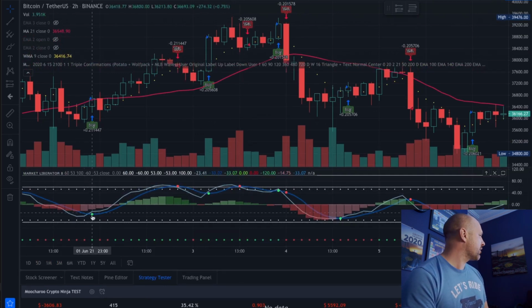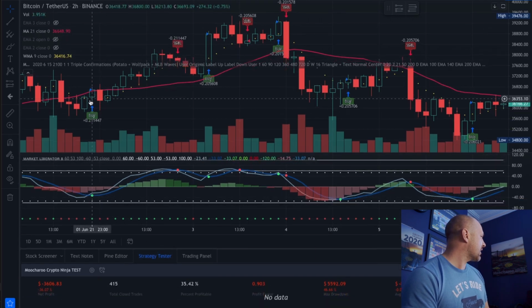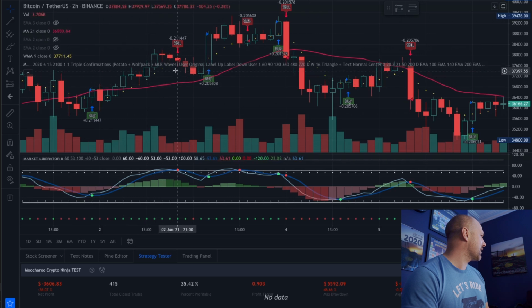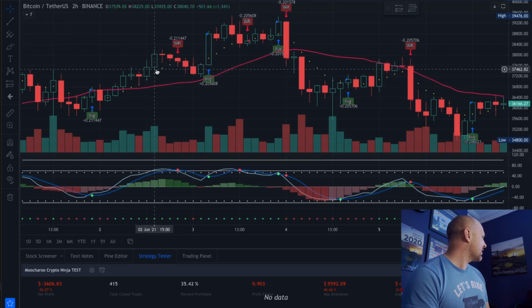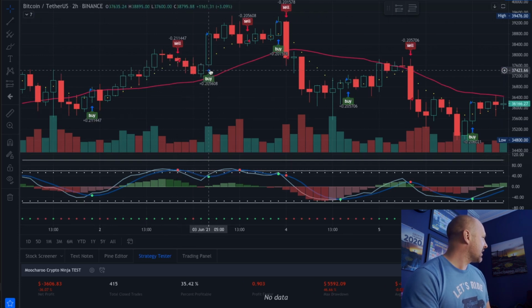So right here, you've got the green dot down here on Market Liberator, and that coincides directly with the buy signal on Mr. Potato's own code here. He's done a much better job than I did. Let's just get rid of that, it's in the way. And this sell signal here is right on the red dot. And then we've got a buy signal, which again is right where the buy is up there, and so on.